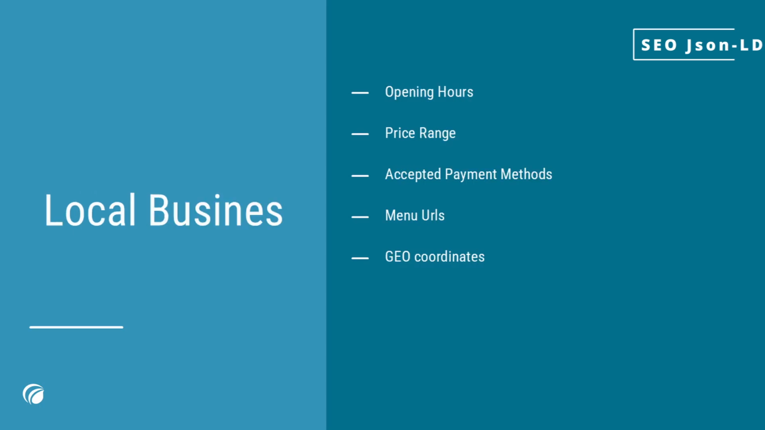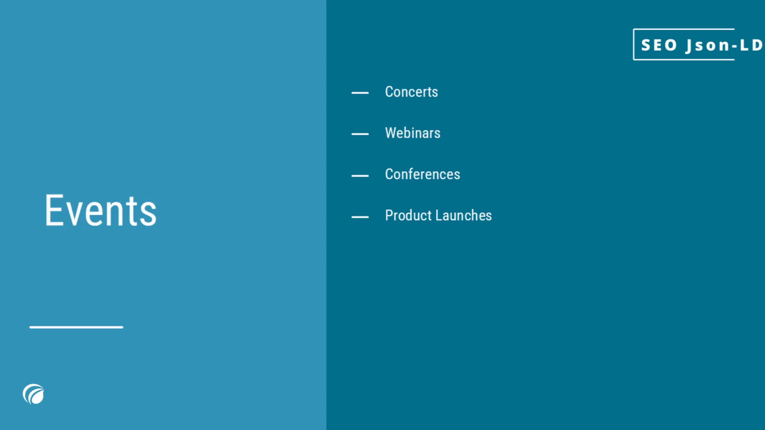Local business is huge for brick and mortar operations. It extends organization with properties like opening hours, price range, accepted payment methods, menu URLs for restaurants, geo-coordinates, etc. This directly impacts your Google Business Profile and your local pack ranking. Event markup is self-explanatory, but underutilized. For instance, for concerts, webinars, conferences, and product launches, you get all the benefits of structured event data, with start and end times, locations, ticket information, and performers or organizers.